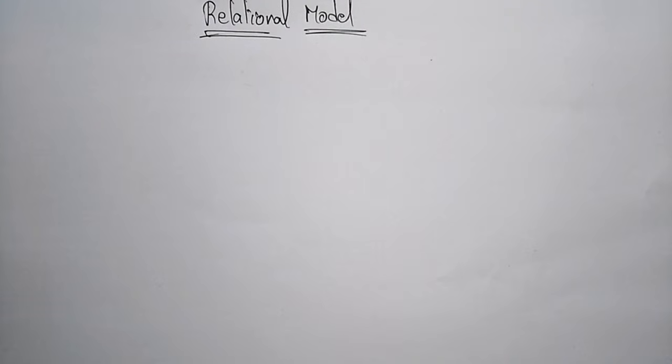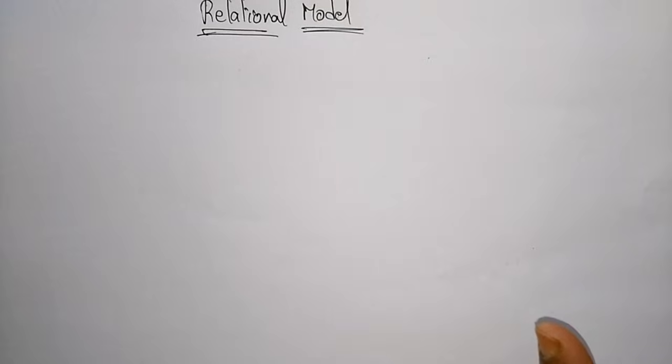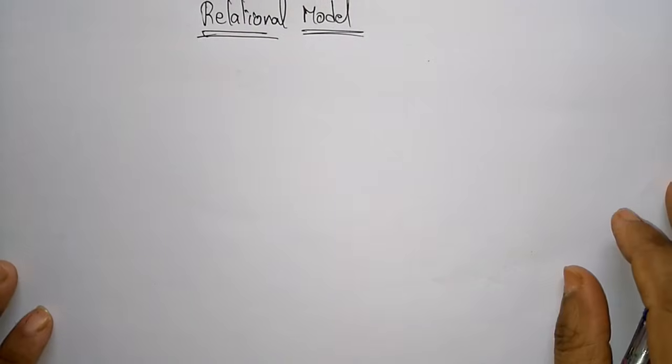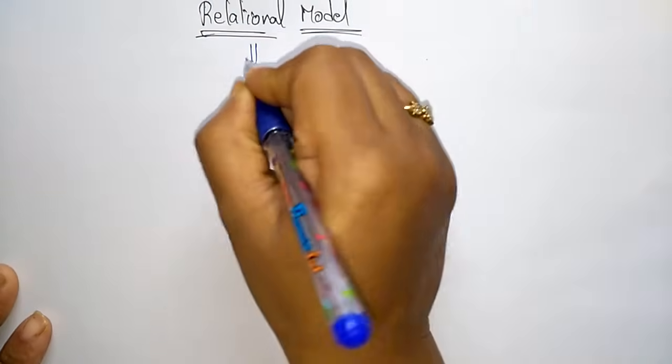Hi students, coming to the next topic in the subject database management system, the relational model. A relation is nothing but what you call a table. Relational model means how we organize the tables in a database. So let us see the definition of relational model.